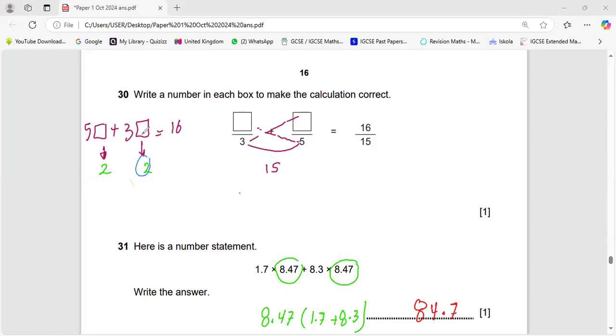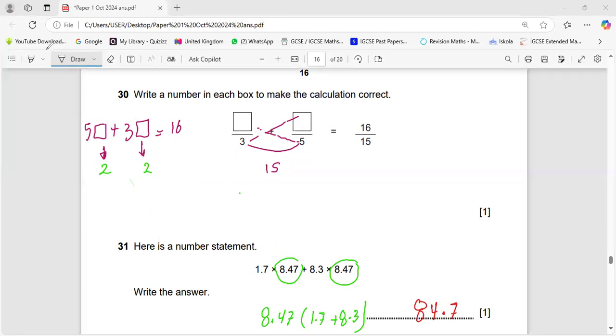I check, I guess the number: 3 multiplied by 2 and 5 multiplied by 2. Here is 6 and here is 10. If you add them, you get 16. So the answer, the missing number, is 2 and 2. Here is the number. We can also use the next method.